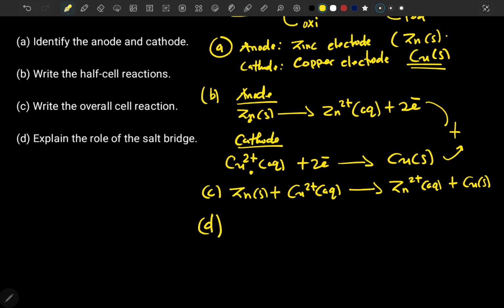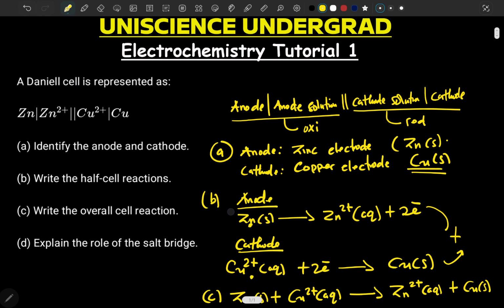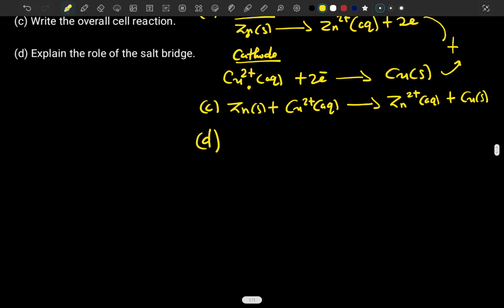Then D says explain the role of the salt bridge. Now let me come. This is the symbol for a salt bridge in the cell notation. Then the single line here represents the phase. So it's like the difference in the phases. One can be solid, one can be aqueous, like that. So what is the function of the salt bridge? Now the salt bridge plays a lot of functions.